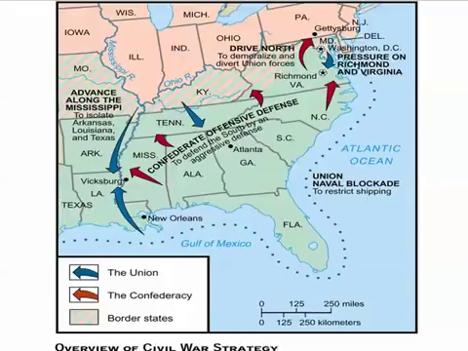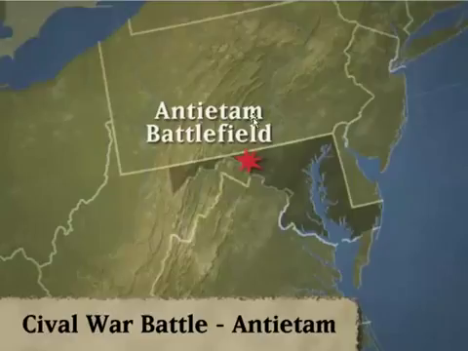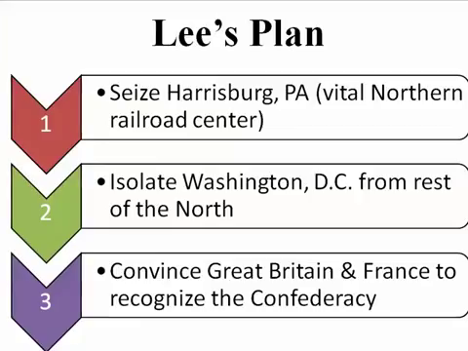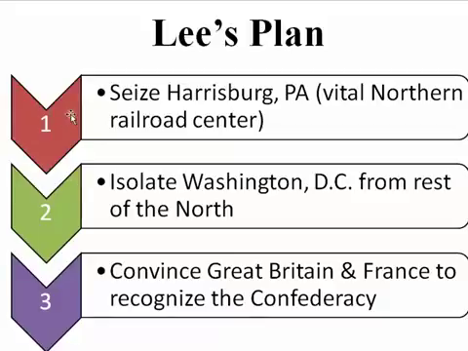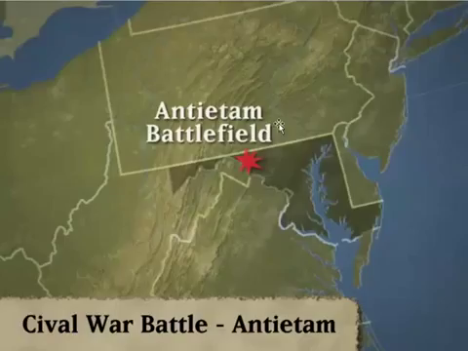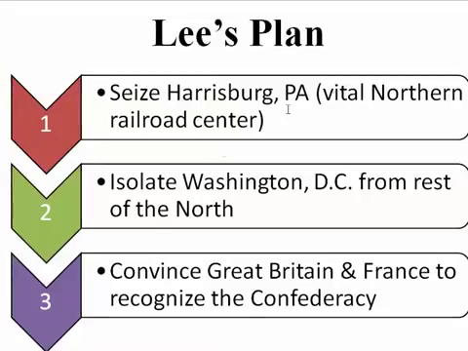Let me give you a different picture. Here it is, the Antietam battlefield here in Maryland, the first time that the South went on the offensive. And the reason they did: General Robert E. Lee had in his plans three different things he wanted to do. Here's Antietam. The first part of his plan was to seize Harrisburg, Pennsylvania, which is right over in this area, and it was a vital northern railroad center, a hub for railroads.